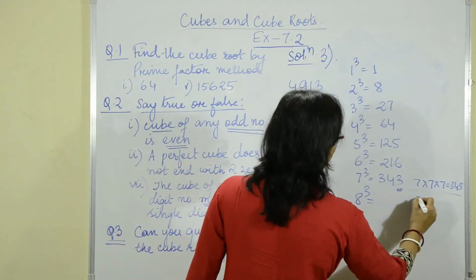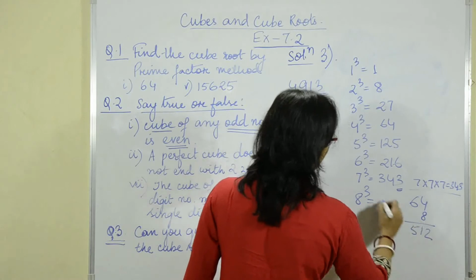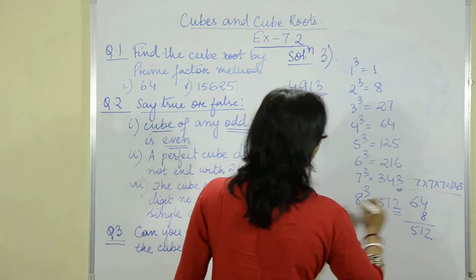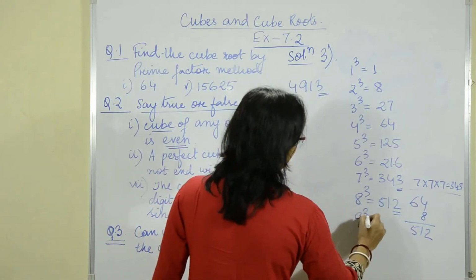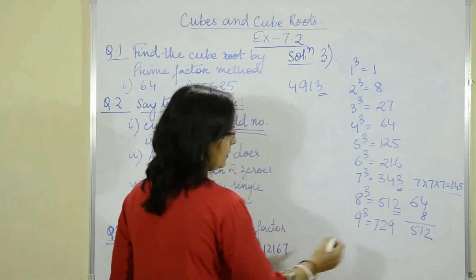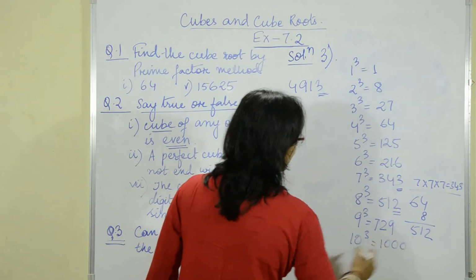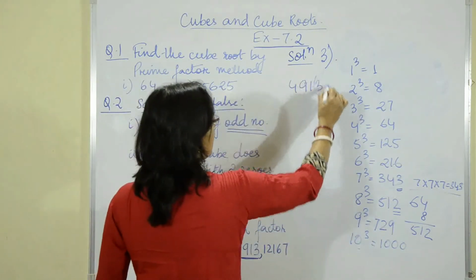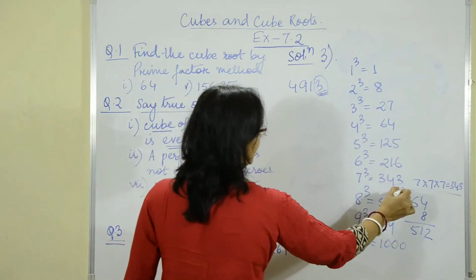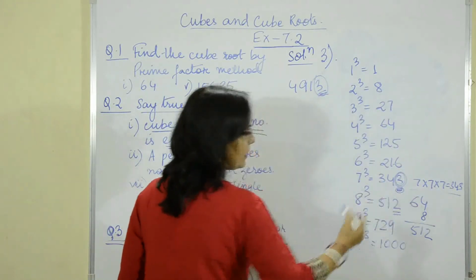If you find out 8 cubed, 8 times 8 is 64, and 64 times 8 is 512. I am getting a 2 here. 9 cubed is 729 and 10 cubed we know is 1000. Now, I can see in the unit place there is a 3. So, I directly come here. Since I get a 3, you can see there are no more 3's here.